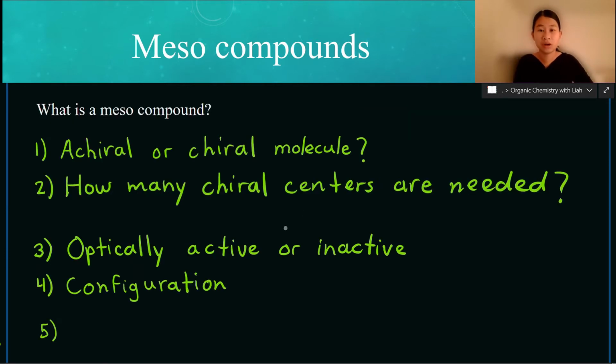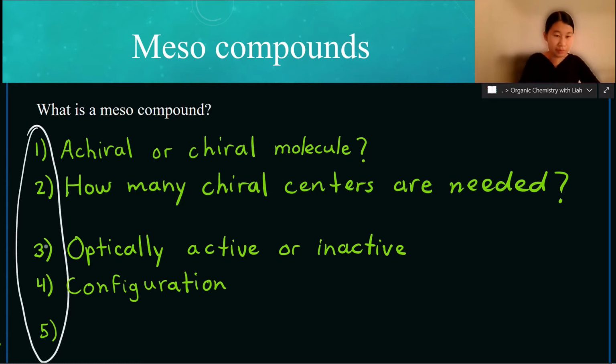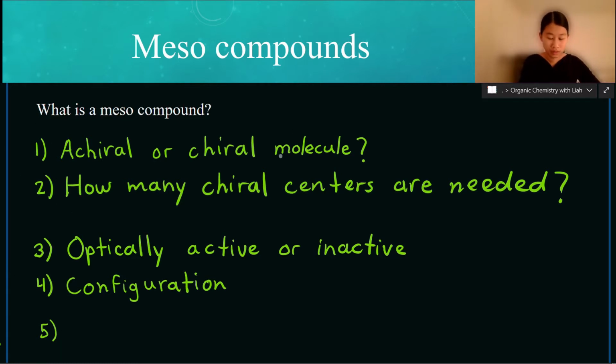Alright, so what is a meso compound? We have 5 things that we're going to identify with them. So, number 1, is a meso compound achiral or a chiral molecule? Well, it turns out that meso compounds are achiral molecules.